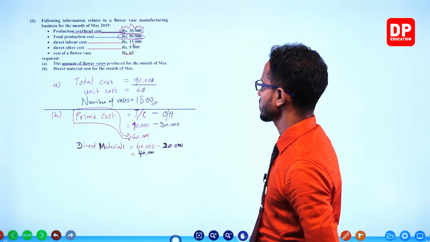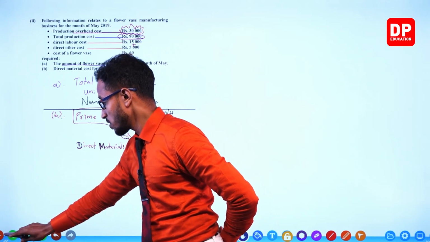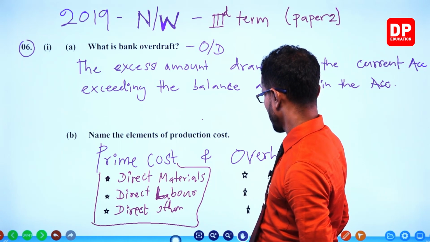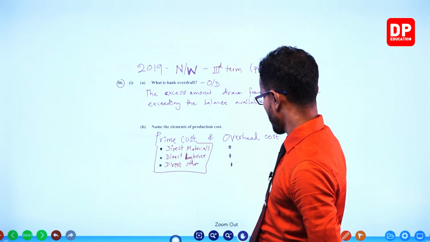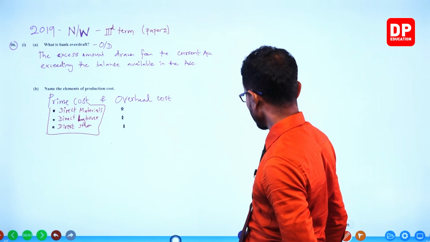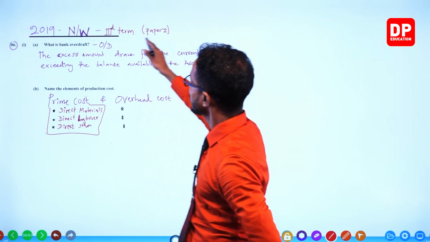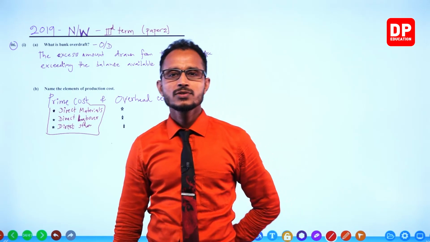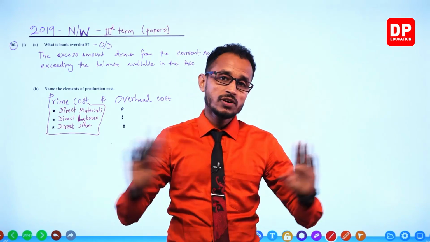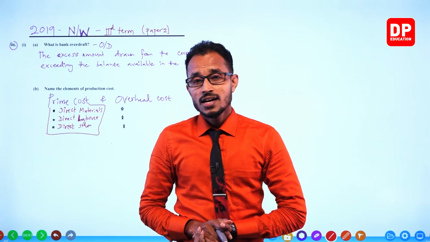We have got a small question from production cost also, and this is the start of the question. 6th question of the Northwestern Provincial paper, 3rd term of 2019. So children, we have only one question left, then the paper is over, finished. We will tackle that in the next video.